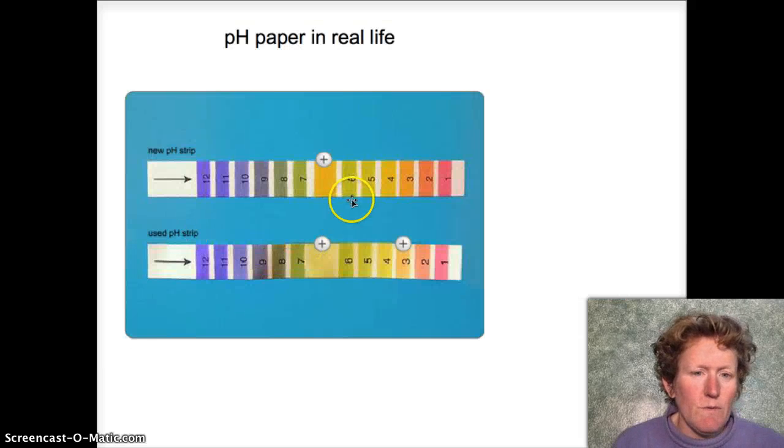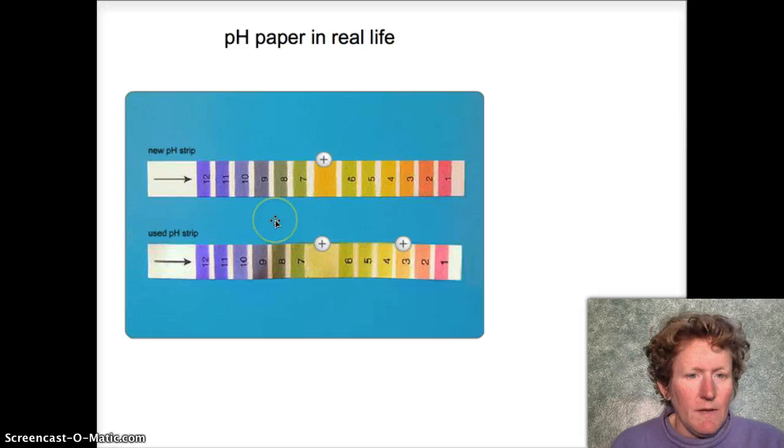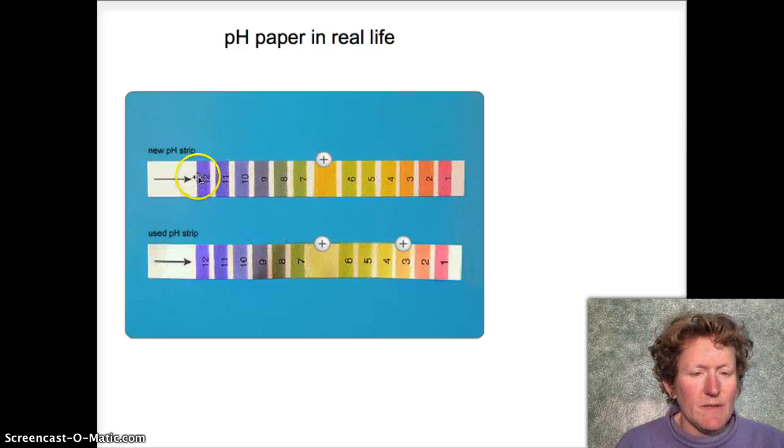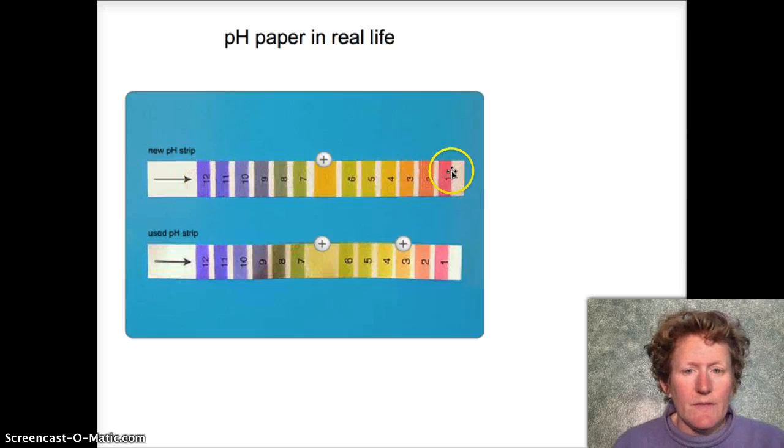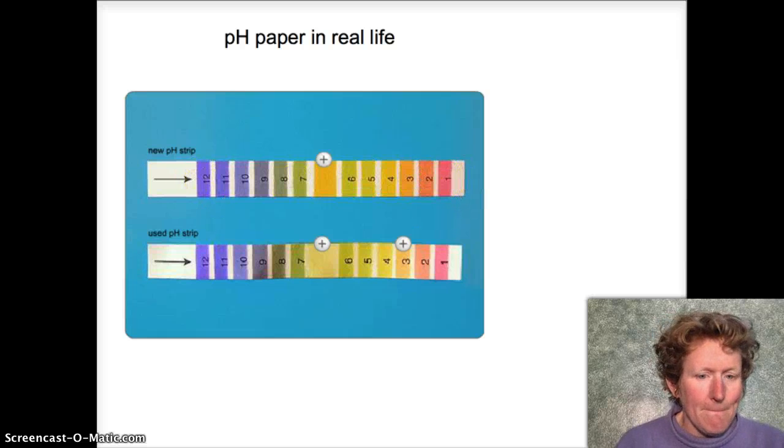So there's a close-up view of pH paper if you need to see that. That's kind of how you read pH paper. If it's this color, it's pH 12. If it's this color, it's pH 1.